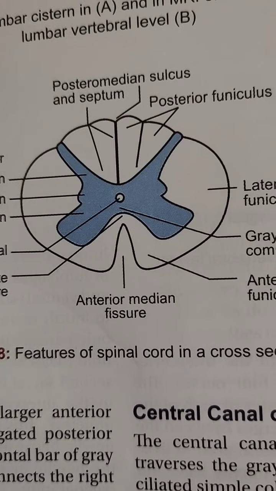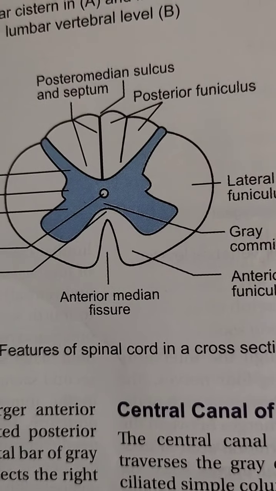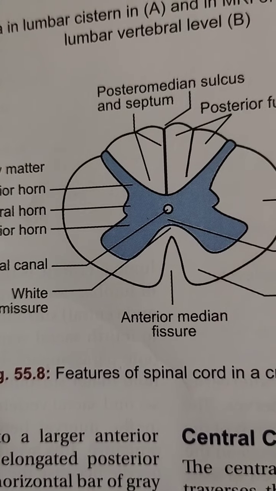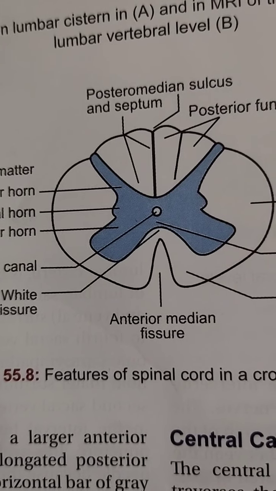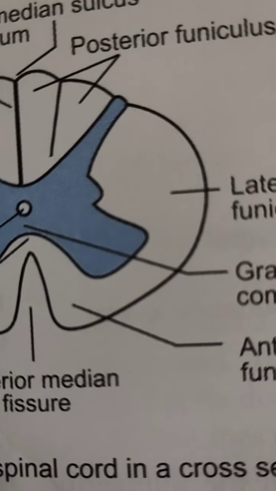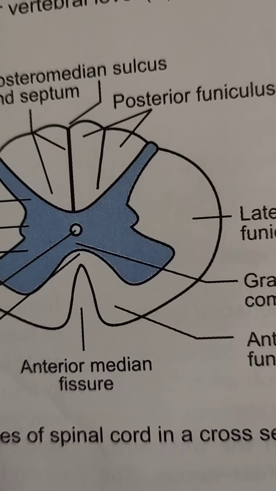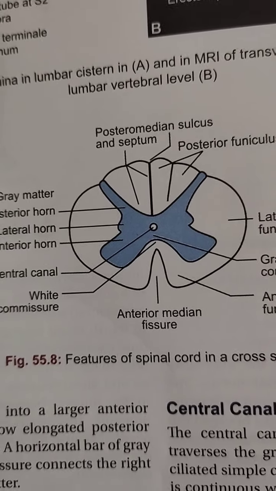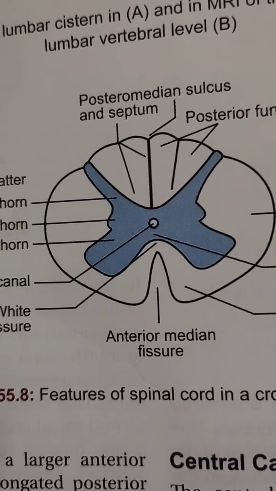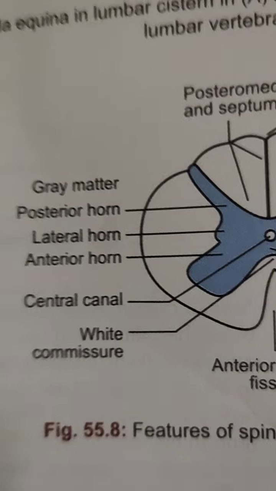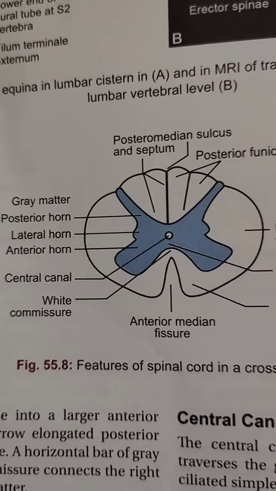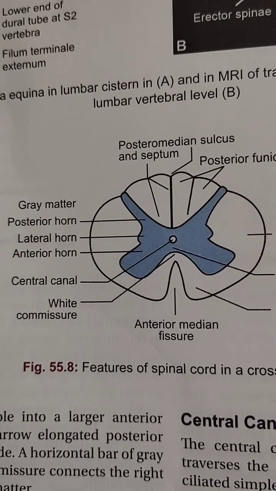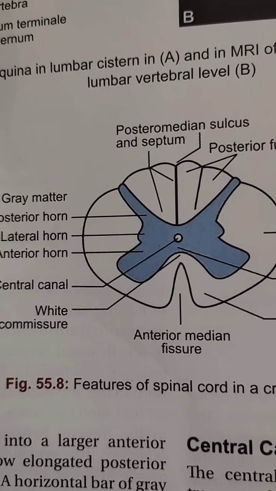So towards the anterior median fissure, the butterfly-like part which is blue in color is called the anterior horn, and posteriorly the elongated ones are called the posterior horn. Centrally you can see a whitish circle which is called the central canal. Lateral to this you are seeing two more extensions. These are called the lateral horns.